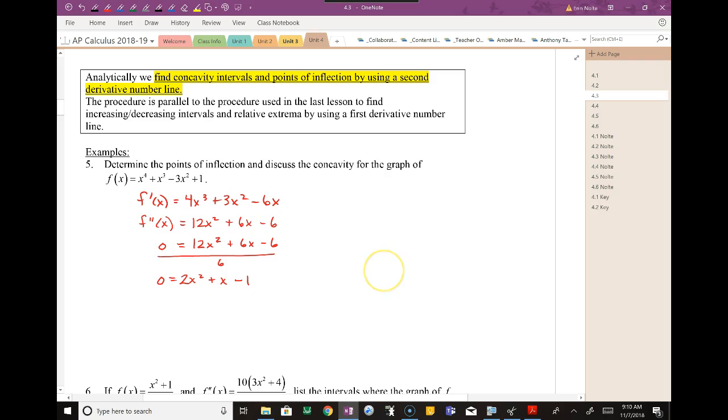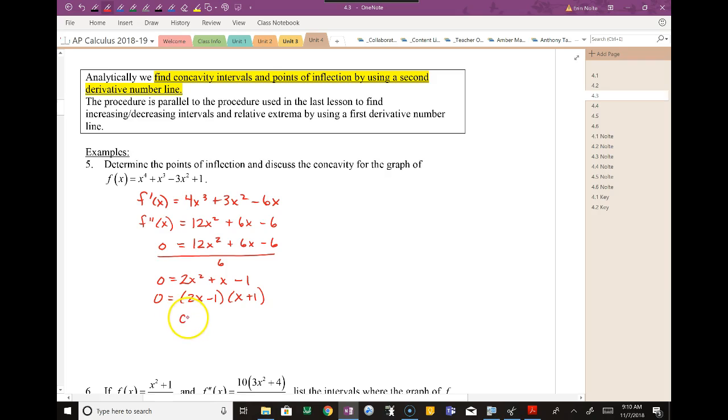So this is factorable. It is fair game if this was a calculator portion to just throw this into the calculator and find when it's set equal to 0. Just so you know, this factors into 2x minus 1 and x plus 1. Oh, I said 2. Yeah, I meant to say 2x. Excuse me. I wrote it correctly and said it incorrectly. My bad.